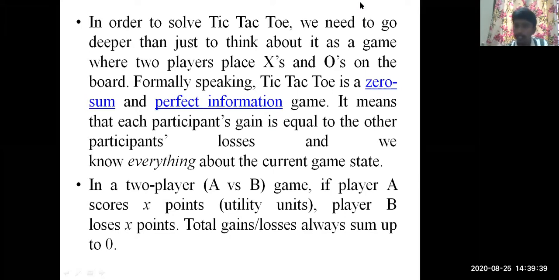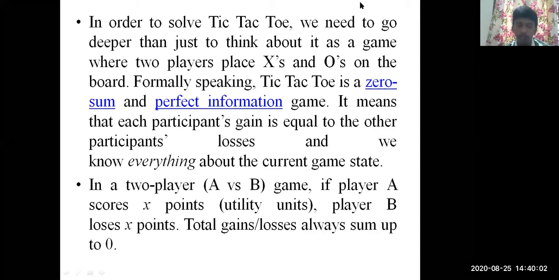So Tic Tac Toe is a zero sum and perfect information game. So it follows these two principles. So we'll talk about that. What is this zero sum and what is perfect information? So it means that each participant's gain is equal to the other participants' losses, and we know everything about the current game state. So that's very simple, guys.